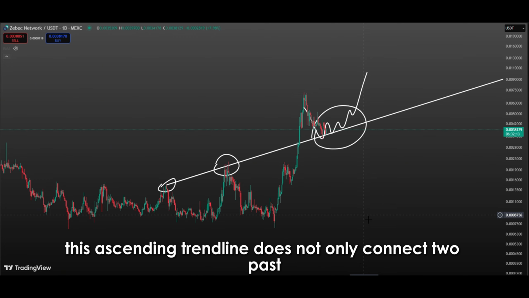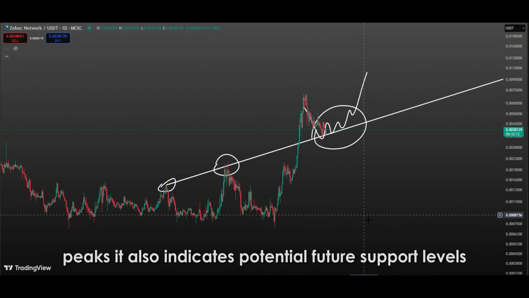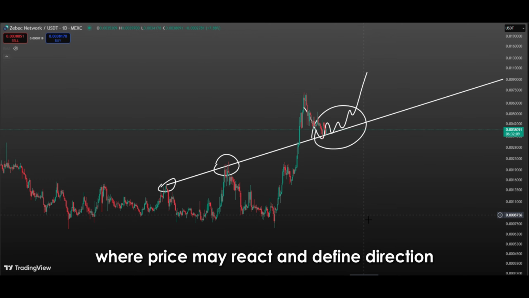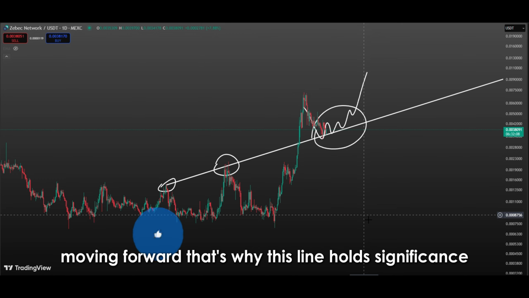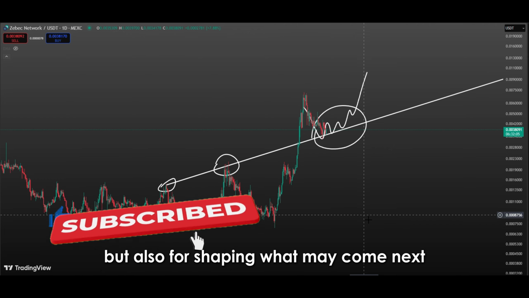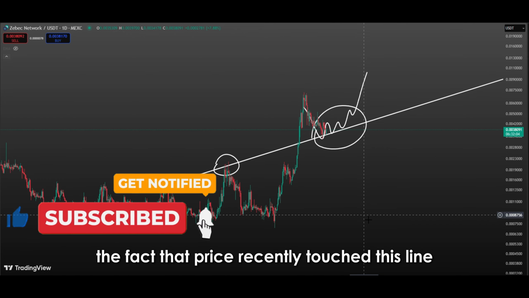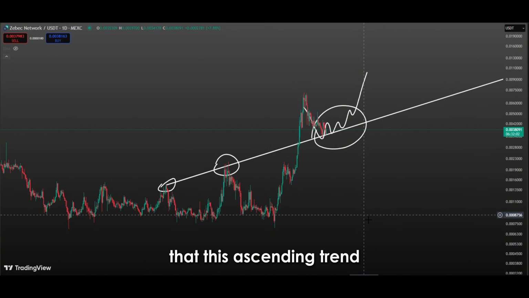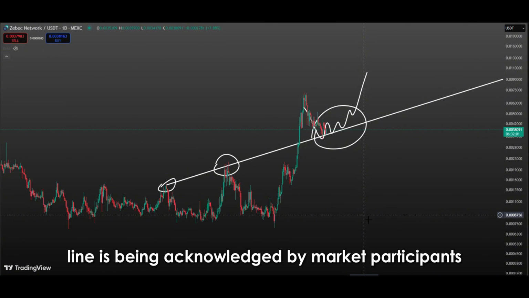This ascending trend line does not only connect two past peaks, it also indicates potential future support levels. Trend lines are strong dynamic levels where price may react and define direction moving forward. That's why this line holds significance not only in terms of historical price action, but also for shaping what may come next. The fact that price recently touched this line and then moved upward clearly shows that this ascending trend line is being acknowledged by market participants.